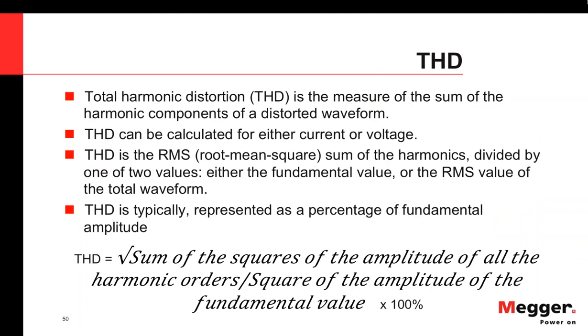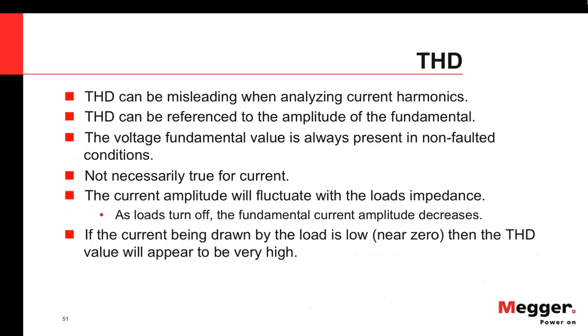Now, it's not just the amplitude of the harmonic that matters, but it's also the frequency. The higher the frequency of the harmonic, the greater the heating effect as well. Now, we can look at all the different harmonic values. We can also look at total harmonic distortion. Total harmonic distortion is just a measure of the sum of all the harmonic components of a distorted waveform. THD can be calculated for either current or voltage. However, you do need to be careful with this.